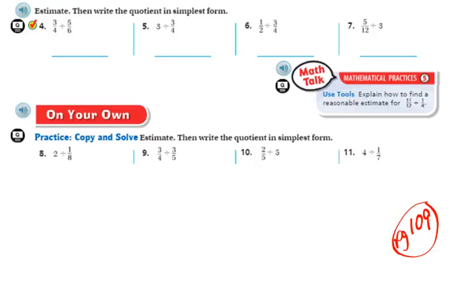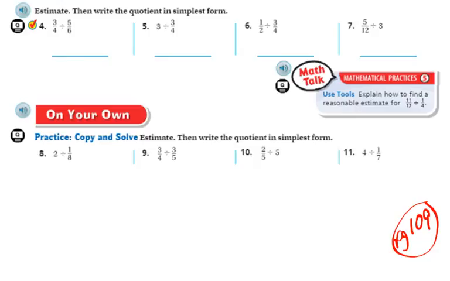So directions: estimate, then write the quotient in simplest form. So the first task we're going to complete is to create an estimate based on lesson 2.6. Then we're going to actually perform the division and see how they compare. So let's start with question 4 here.